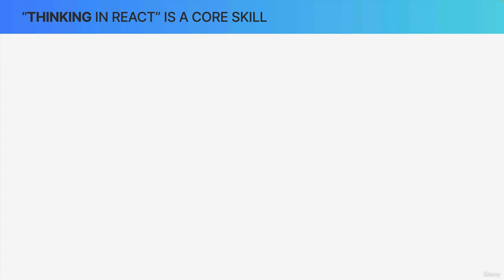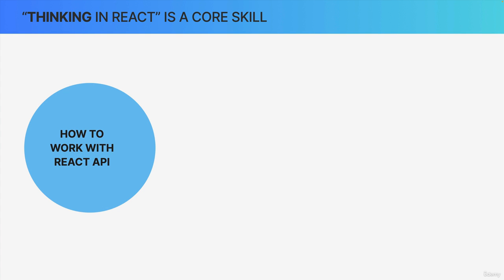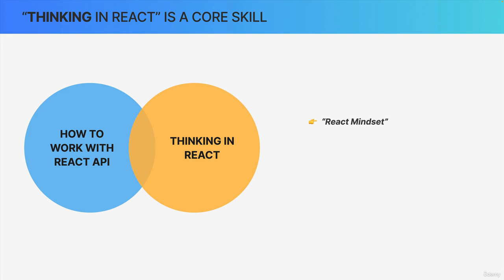To build React apps, you not only need to learn how to work with the React API in practice, like with all the different functions like useState, but you also need to be able to think in React. So you need to basically enter the React mindset. Once you have both of these skills, you will have mastered React and you will be well on your way to building professional React applications.